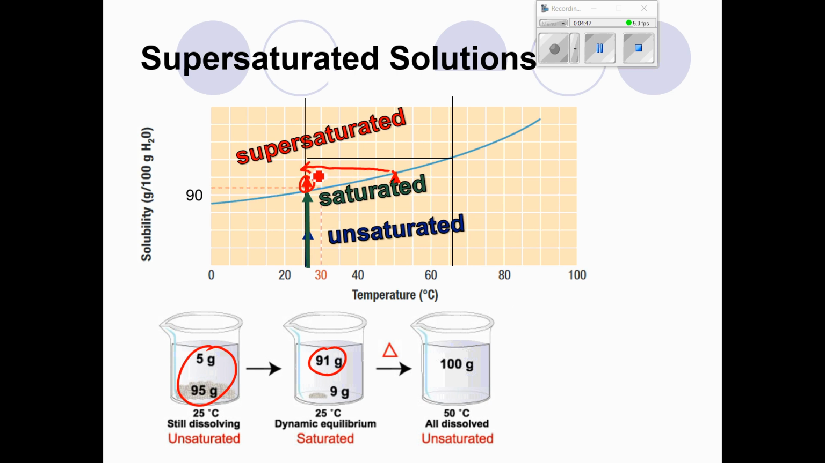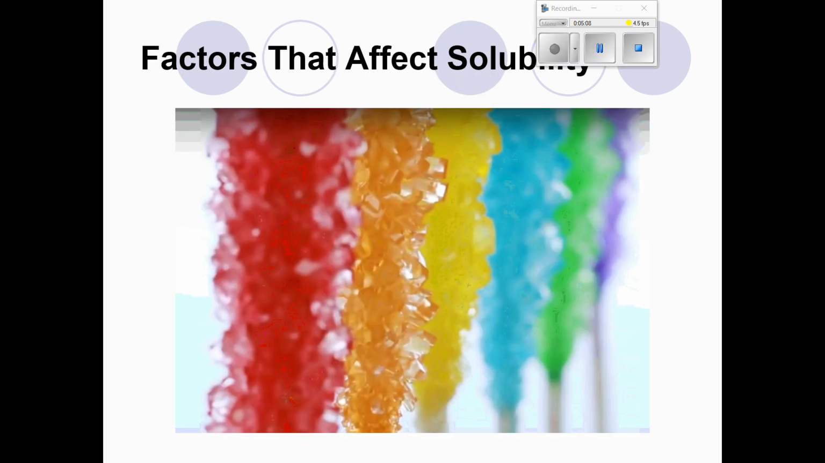And when you slowly cool it, what's going to happen is the extra solute that you have is going to gradually precipitate out over time. And that's what happens here. So after you cool the solution here, later on, you can again only hold 91 grams, and that extra 9 grams precipitates out. And that's the idea behind rock candy.